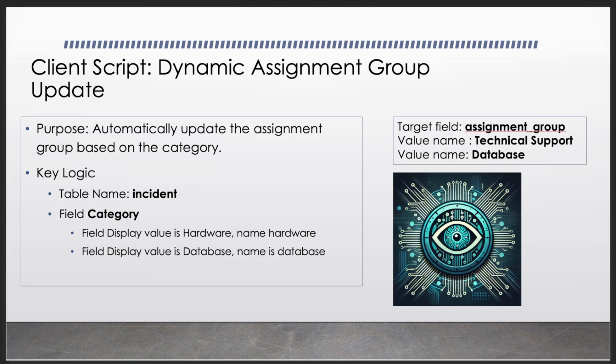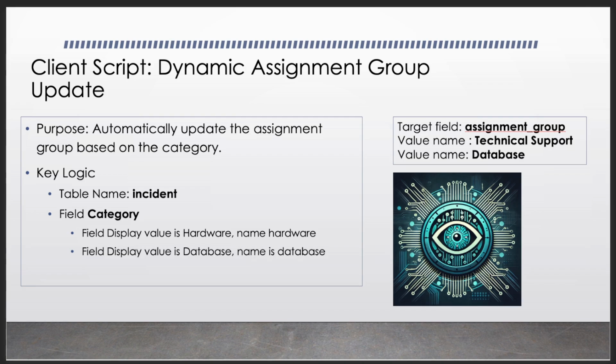There's a couple of things to keep in mind here, right? We're looking at the incident table and the category field, and then the choices of that, the hardware and database choices. Our target is going to be the assignment field, right? The assignment is the assignment group, and the value that we're looking at is the technical support group and the database group.